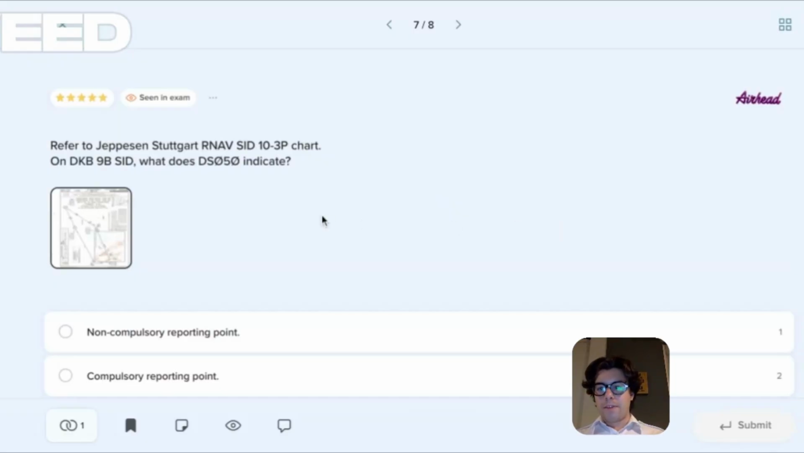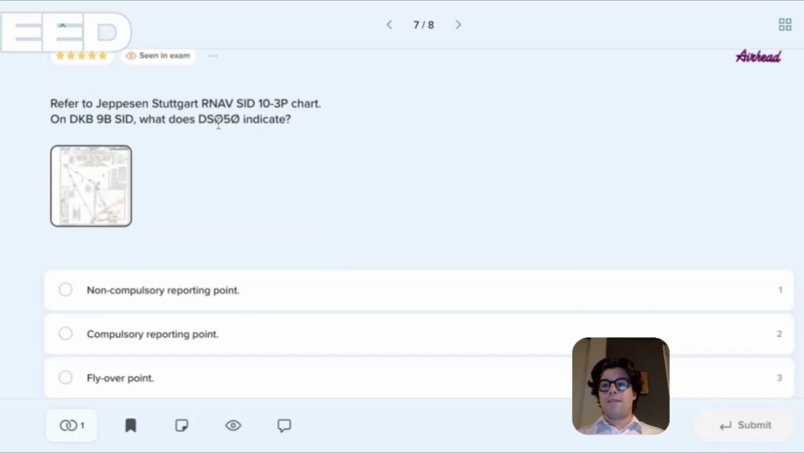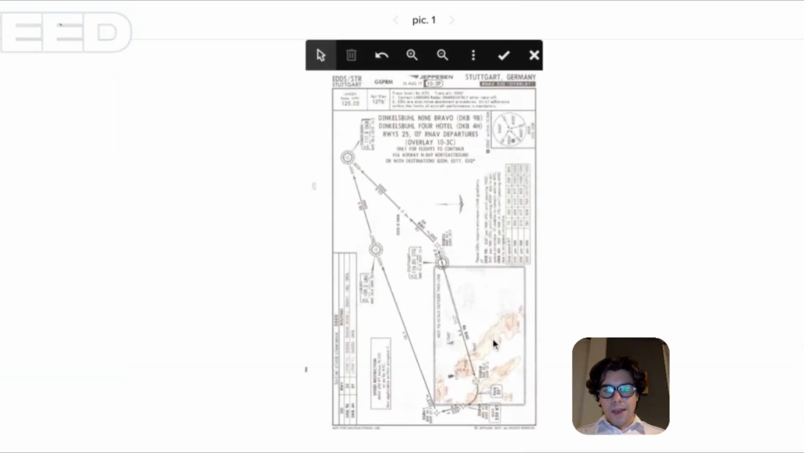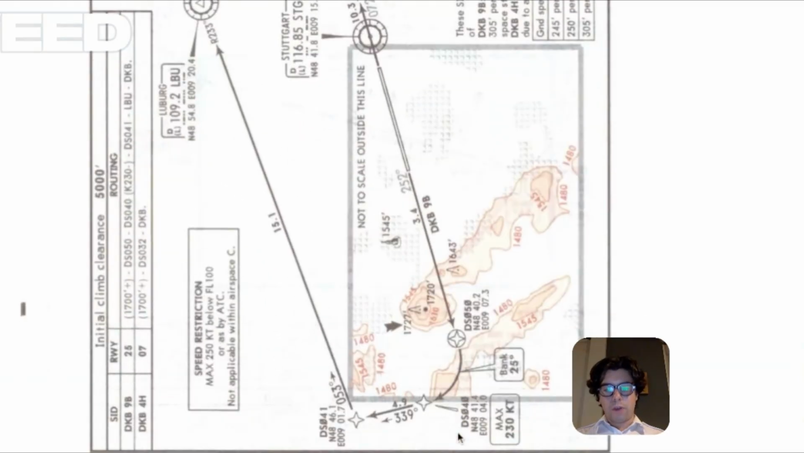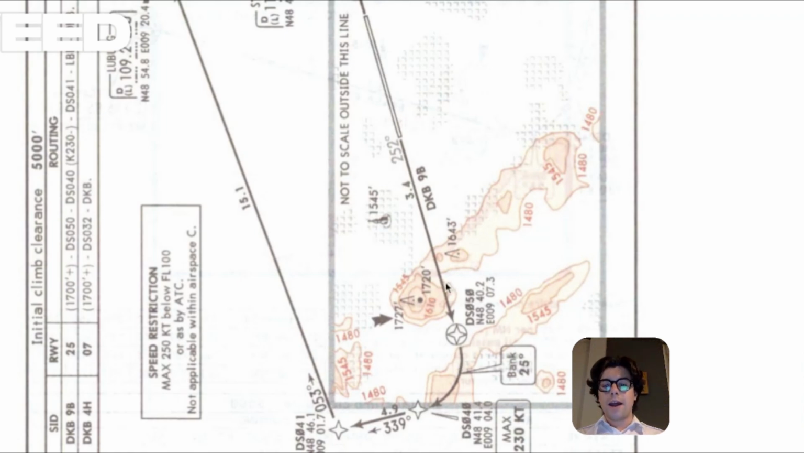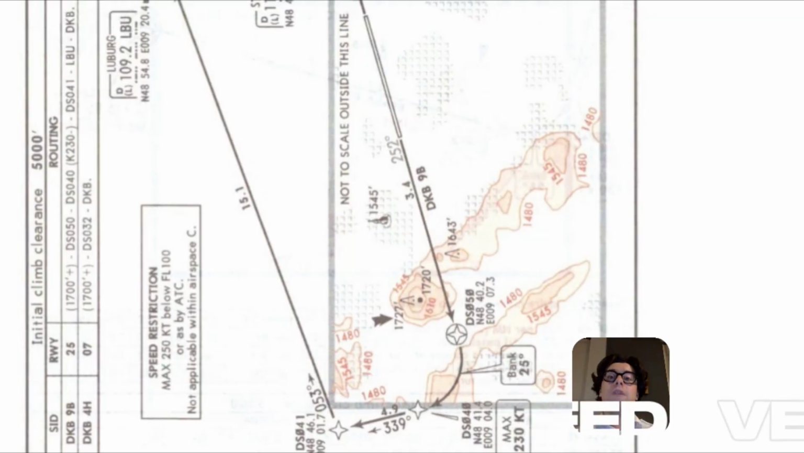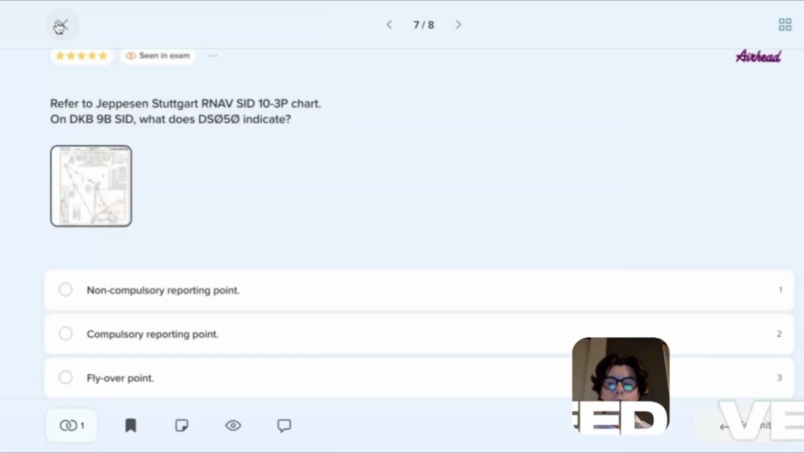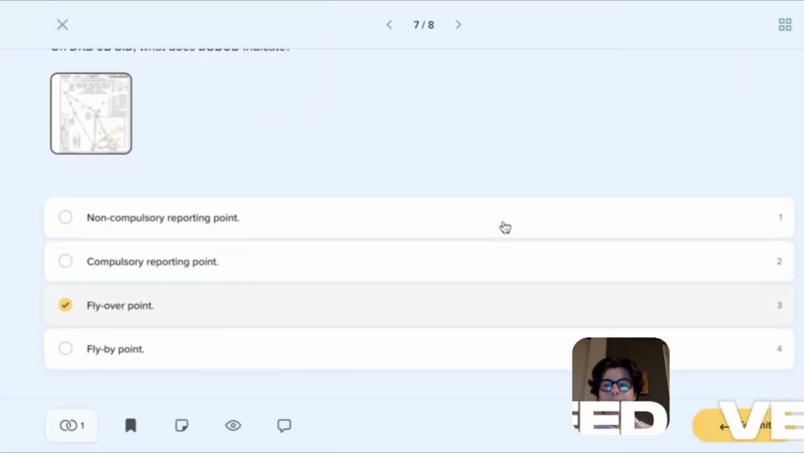And now for question number 7. What does the DS050 indicate on this SID? So this DS050 is right here at the bottom. The question is essentially asking us if we know what these kinds of waypoints are indicating. And there are 2 that we need to remember: flyby and flyover points. The way I remember it is that flyover points have this very big circle around the star, and the flyby have nothing, it's just the star. So the big circle is like an O, meaning flyover. That's how I always remembered it. So in this case, this will be a flyover point.